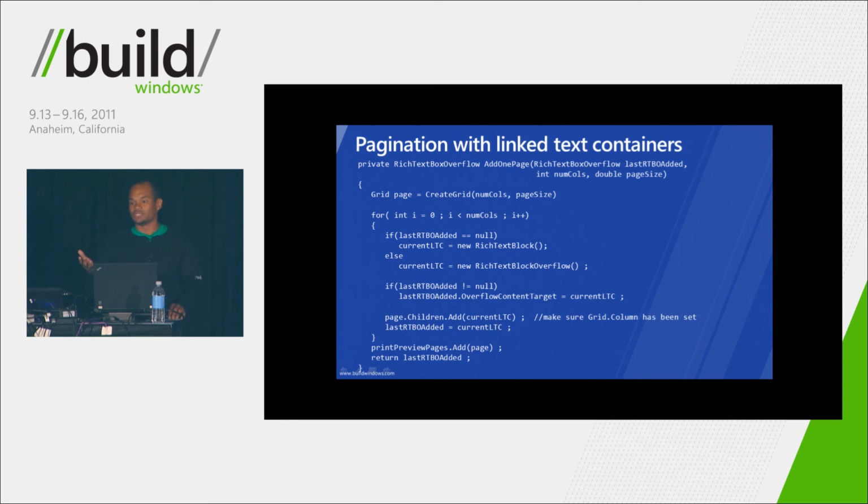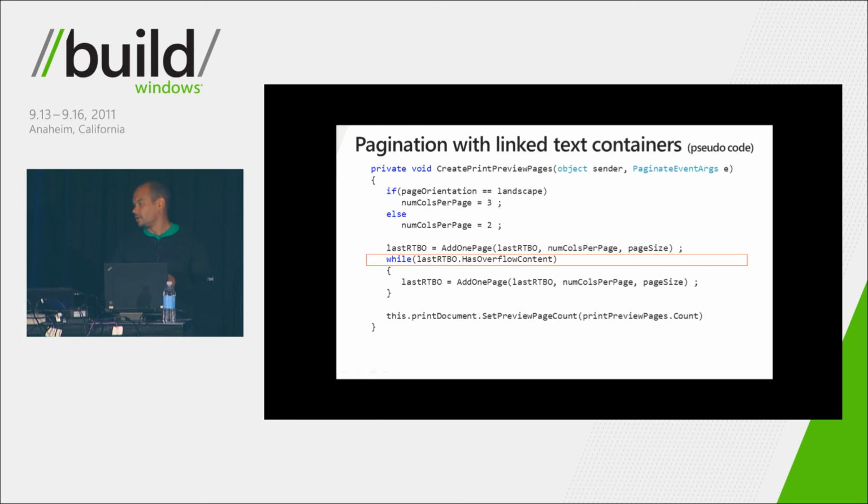We add that rich text block overflow to the grid, and then return that last one out of the function so that we can keep powering our loop to go around until the last rich text block overflow element doesn't have any more content, so we know that there's no more pages to create.